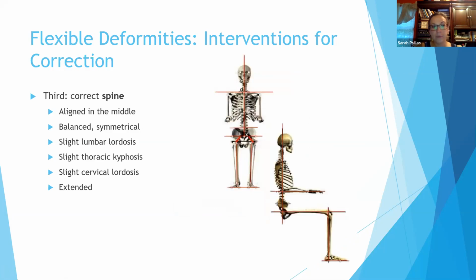Next, you want to move to the spine. All right, so the spine, you want to make sure that it's aligned in midline. You want to have the normal curvature of the spine. So, right, a slight lumbar lordosis, a slight thoracic kyphosis, and a slight cervical lordosis. So the normal curves of the spine. And then you want to keep the person upright. That's what I mean by extended, not in that kyphotic, slouched position.